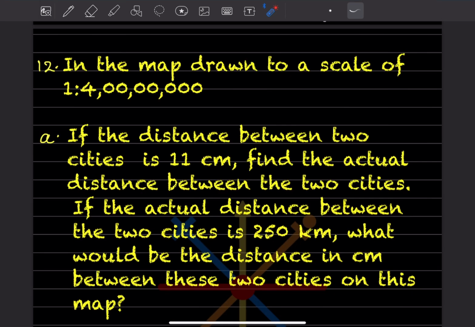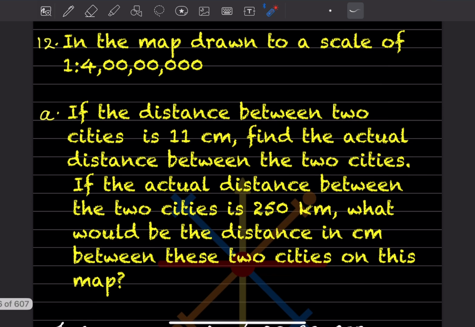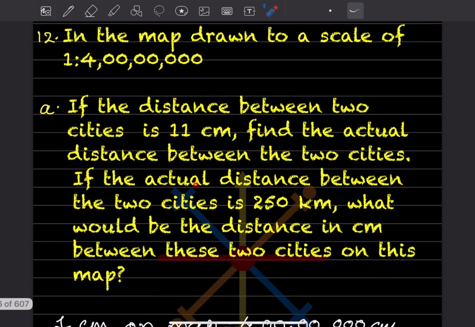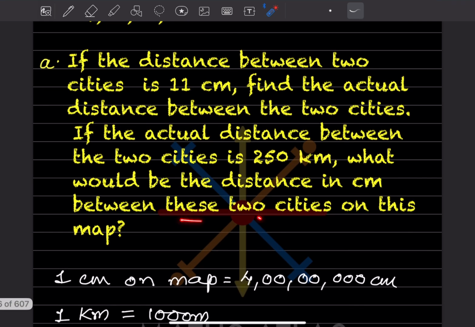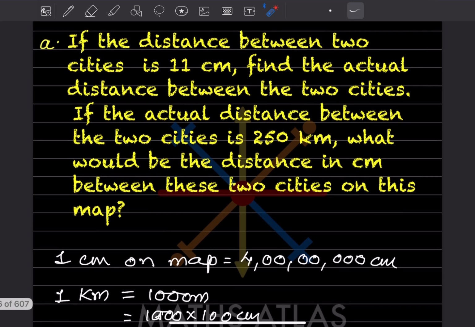In the map drawn to a scale of, this is the scale given, you have to find the distance between cities. If the distance between the cities on the map is 11 centimeter, you have to find the actual distance between the two cities. And if the actual distance between the two cities is 250 kilometer, what will be the distance in centimeter between these two cities on this map?